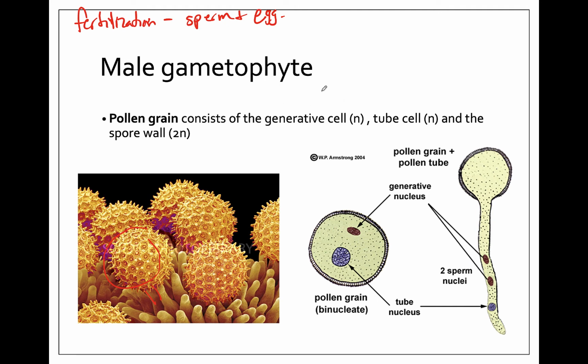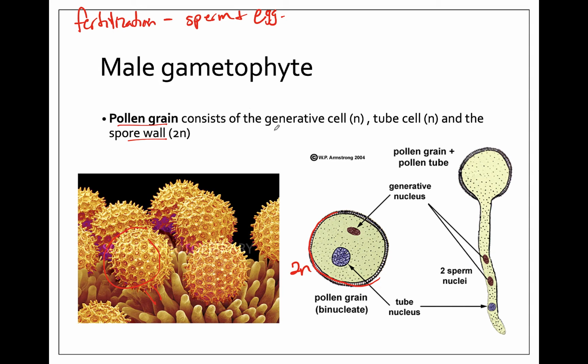The sperm is held within the pollen grain. So this is the male gametophyte. So at this point, we are going to be in our haploid gametophyte generation. So the pollen grain consists of an outer wall. So here's the outer spore wall. And that outer spore wall is diploid. That comes from the parent plant.